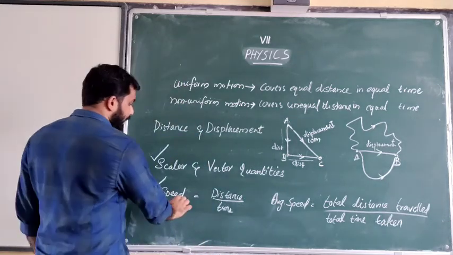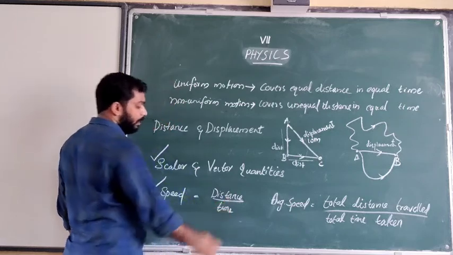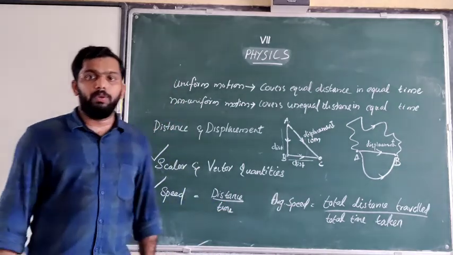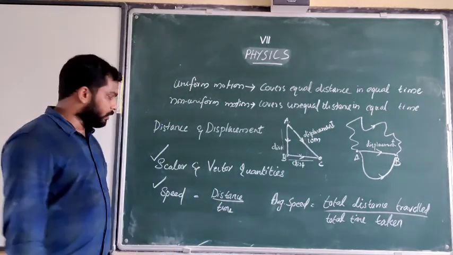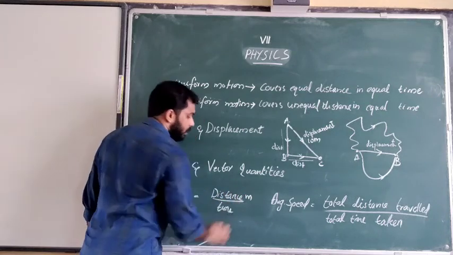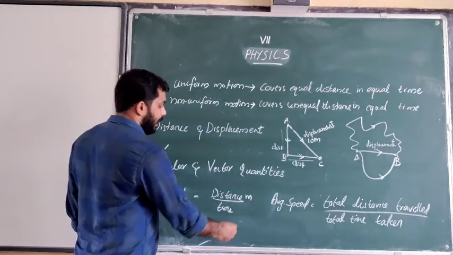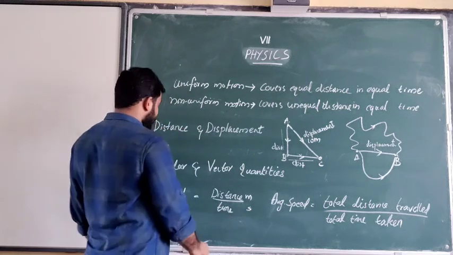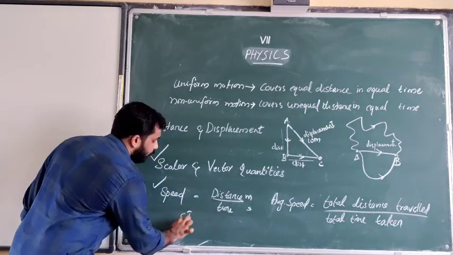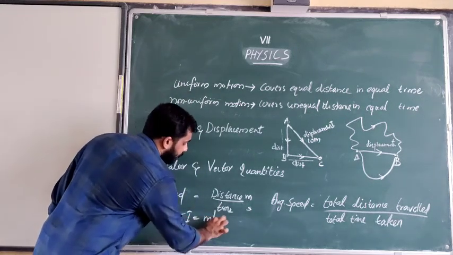How will we find out speed? Speed is equal to distance divided by time. The SI unit of distance is meter and time is second. So what will be the SI unit of speed? The SI unit of speed is meter per second.